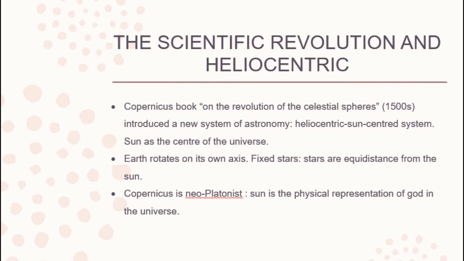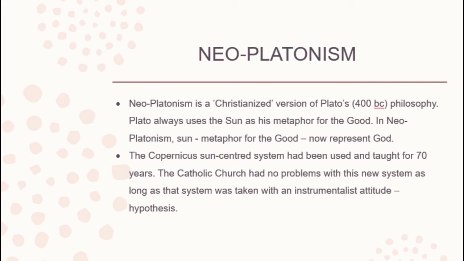Copernicus' book On the Revolutions of the Celestial Spheres, 1500s, introduced a new system of astronomy, which is the heliocentric, sun-centered system. The Sun is the center of the universe. Neoplatonism. Neoplatonism is a Christianized version of Plato's 400 BC philosophy. Plato always used the sun as his metaphor for the good. In Neoplatonism, the sun metaphor for the good now represents God.